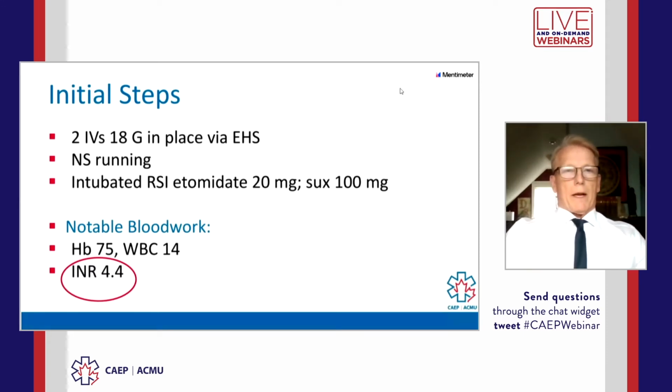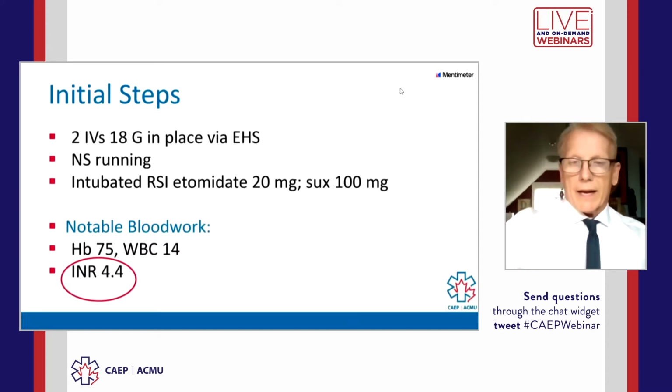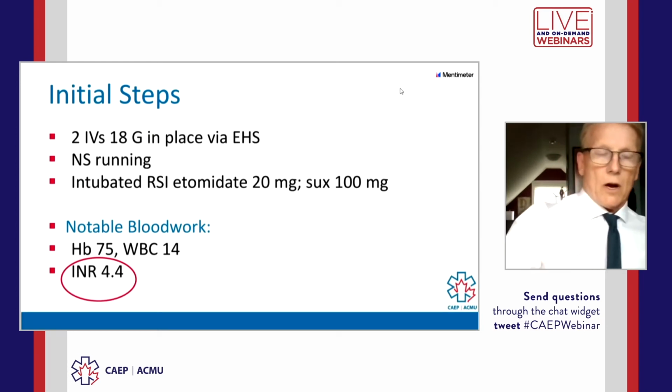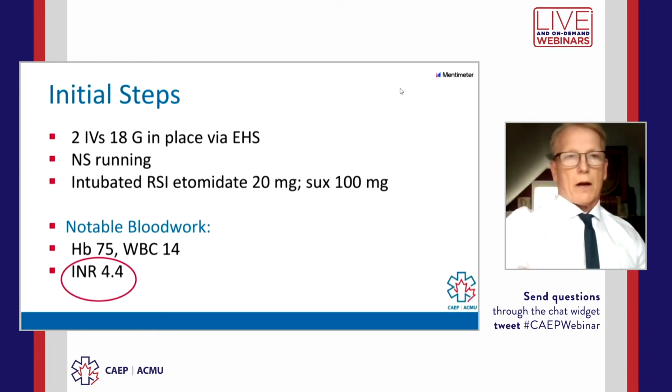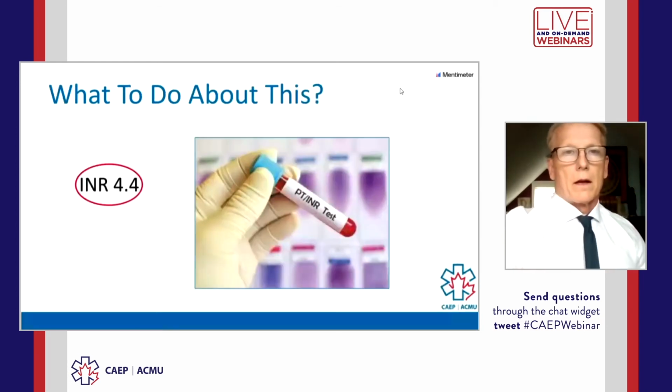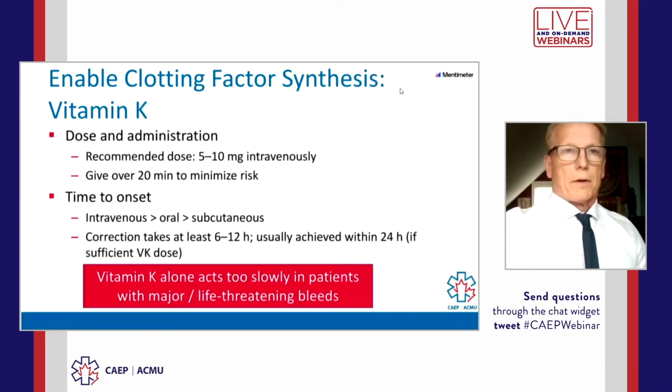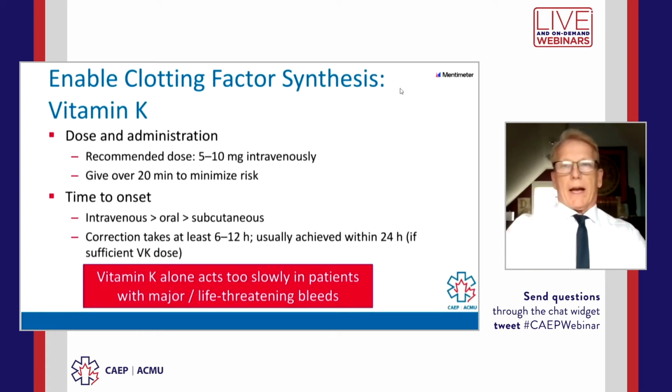So his hemoglobin is 75 and the INR is 4.4. So again, the treatment is not going to really depend so much on the INR. So what to do about this? As I said, not a big issue in this case. We're not going to treat the number. So I think what we're going to do is give different things that we can to treat the warfarin that's on board.